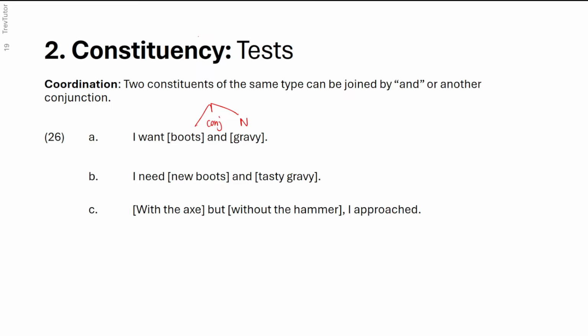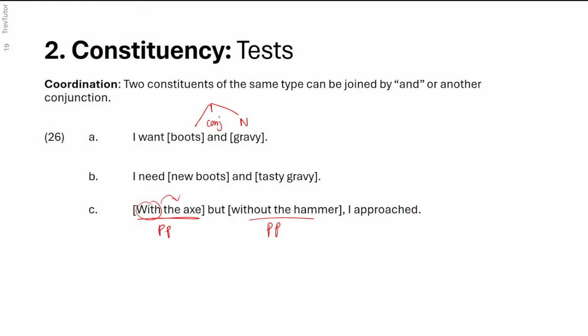Okay, that's fine too. With the axe, but without the hammer, I approached. So we could say without the hammer, I approached, but just to make sure this is a constituent, we can add another prepositional phrase and take this prepositional phrase, join them together. It's still grammatical, so we know we have a constituent. We call this a prepositional phrase because it starts with a preposition and it introduces a noun phrase after, so these function as a unit.